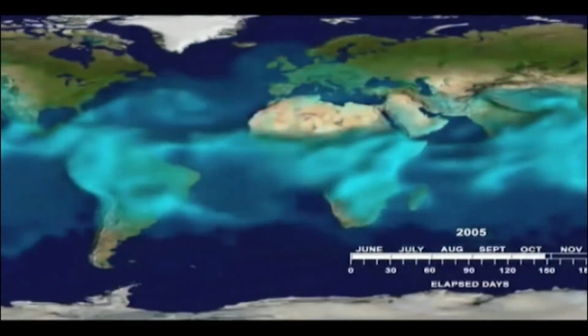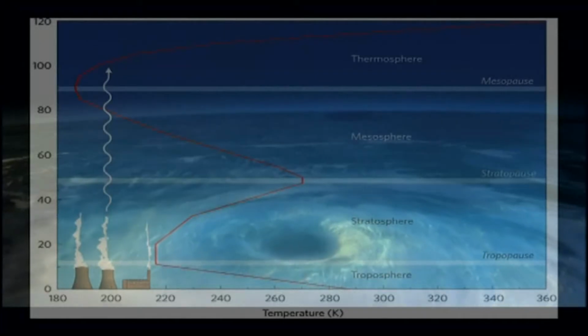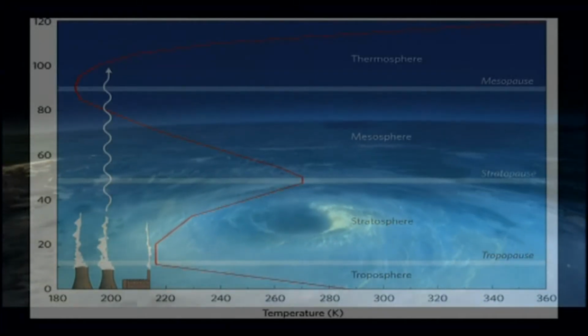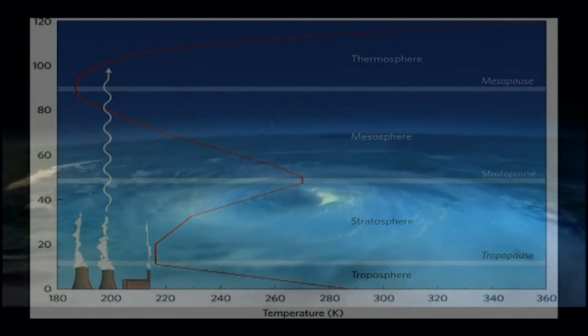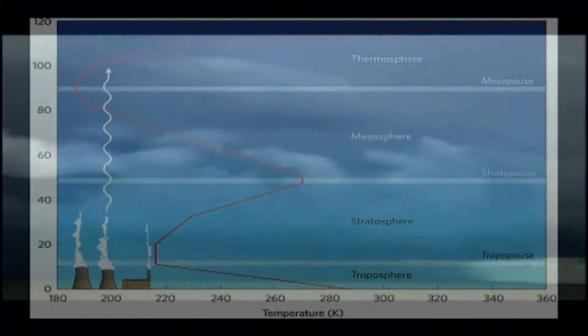Temperature is used to define the layers of the atmosphere. There are several ways of classifying the different layers of atmosphere. The most common classification is based on the vertical distribution and variations of temperature in the atmosphere.